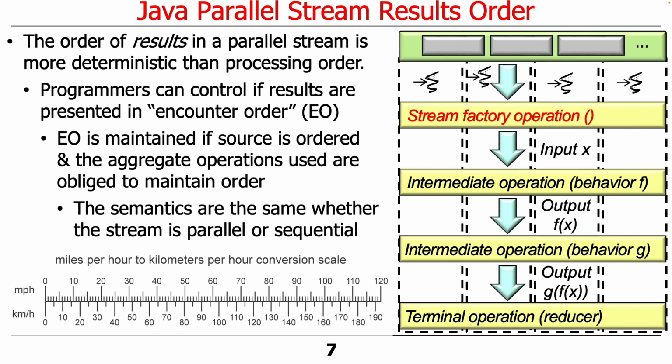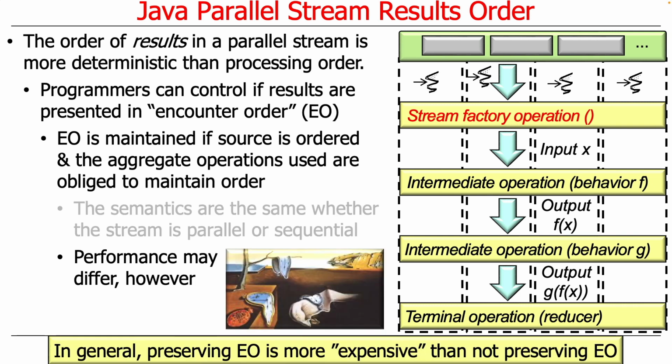Now, why that's important is because if you use a parallel stream and you want encounter order preserved, that may actually add additional overhead to the way in which the parallel streams framework combines the results, because it has to combine them in order, in the encounter order. Whereas if you don't care about the encounter order, it can provide an opportunity for the streams framework to optimize the performance. And we'll take a look at how that works later. So the performance may differ, but the semantics are the same.